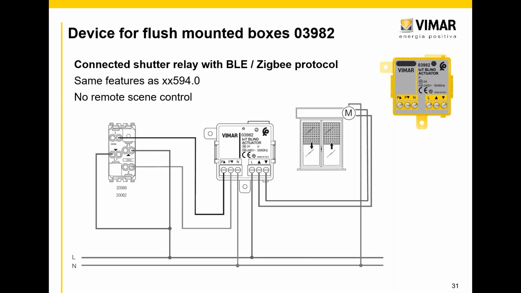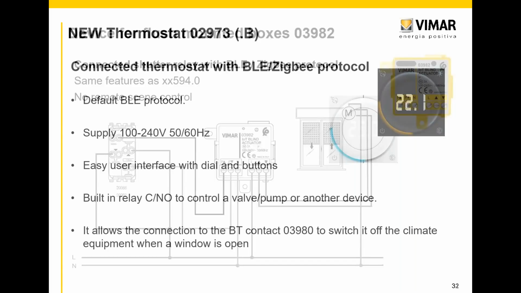Then in the same way, we have the interface for shutter control. This is the typical interface to be hidden, for instance, near the motor and connected to a traditional mechanical up and down switch, with the benefit, for instance, of being controlled by scenario and by app. So very easy also to integrate and to use.